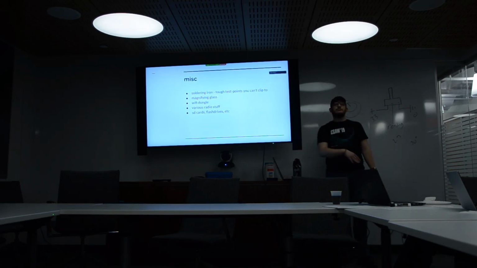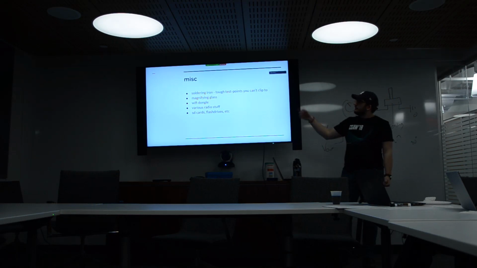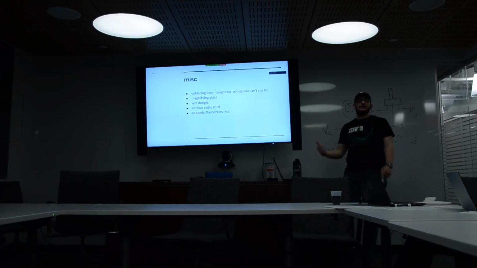Miscellaneous things that I didn't include in the price. Soldering iron. Sometimes you have test points that you can't clamp. Sometimes you have little chip legs that you want a better look at. Learn to solder to them. Magnifying glass, it's easier to see traces, it's easier to see test points, it's easier to understand what devices you're looking at, it's easier to see chip numbers.